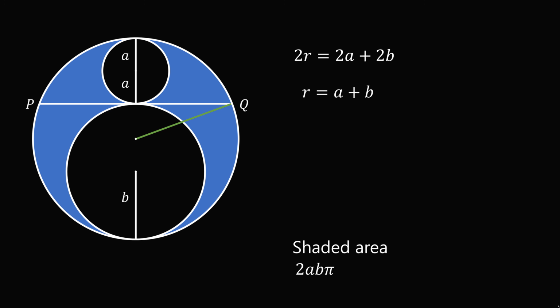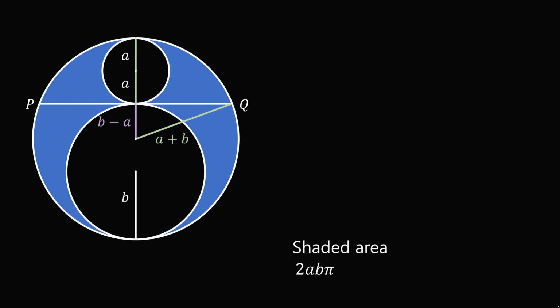Now we know the radius of the large circle is equal to a plus b. Let's find the distance from the center of this circle to the chord PQ. How can we do that? We'll draw this radius of the large circle, and we know that it's equal to a plus b. Then we want to subtract out the diameter of the small circle. So we want to do a plus b minus 2a. So this will be r minus 2a, and that'll be a plus b minus 2a, which is equal to b minus a. So this distance is equal to b minus a.